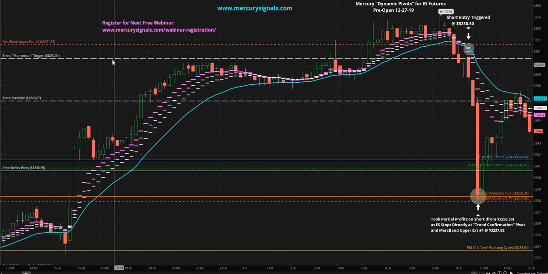ES went up and tested our Mercury band upper extension last night, 32.51. Usually ES will go up to these things and stop to the tick. This is the first time in a while it traded a little bit higher, and then we got this action this morning. But let's rewind a little bit and show you what the chart looked like this morning.